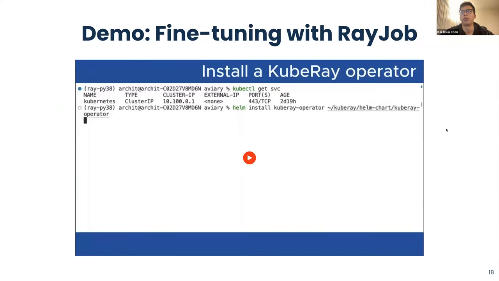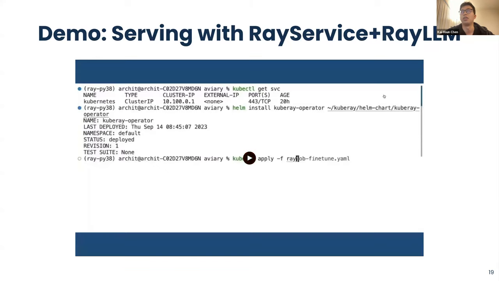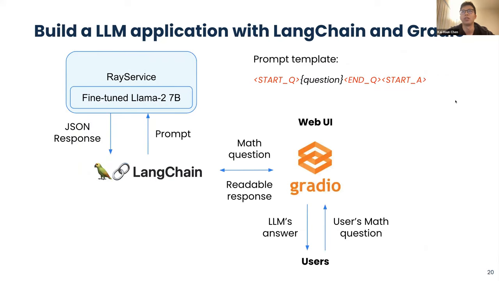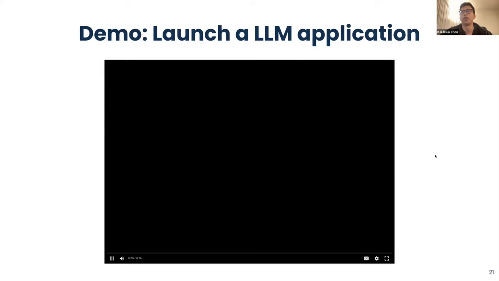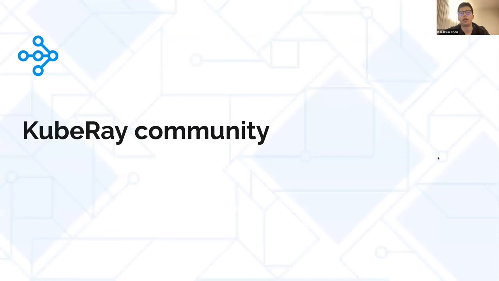This is a video, and I will skip it. This is the video for serving the model. I will also skip it. And this is a very simple example of how you can build your large language model application. After fine-tuning the model, we can use a RayService to serve it. Then we can use LangChain and Gradio. Gradio provides a front end and LangChain glues the OpenAI-compatible API and Gradio together. So a user can very easily fine-tune their model, serve a large language model, and build their application there. And here's a demo video. I'll skip it.